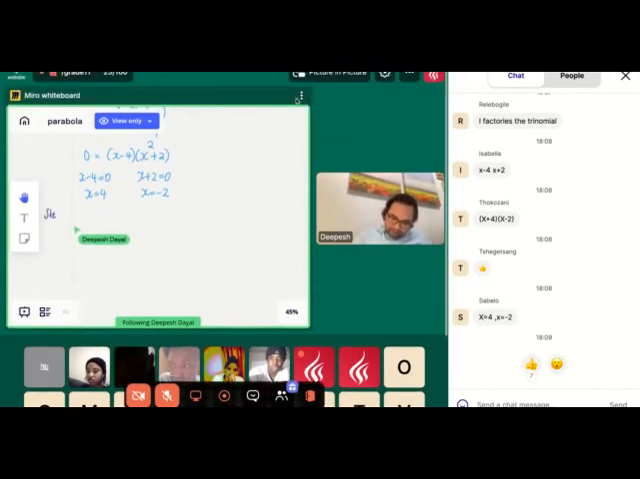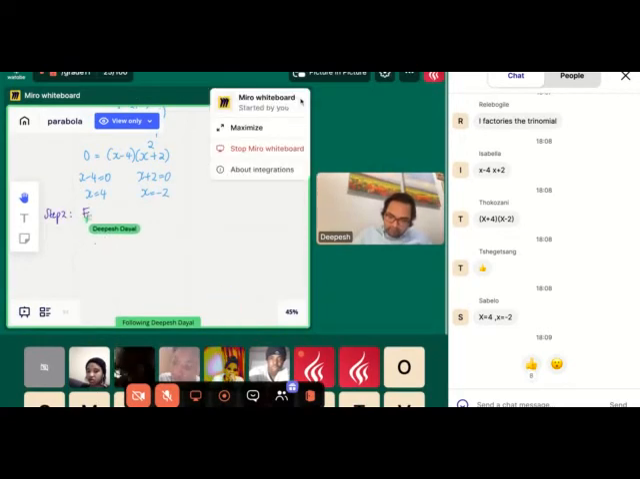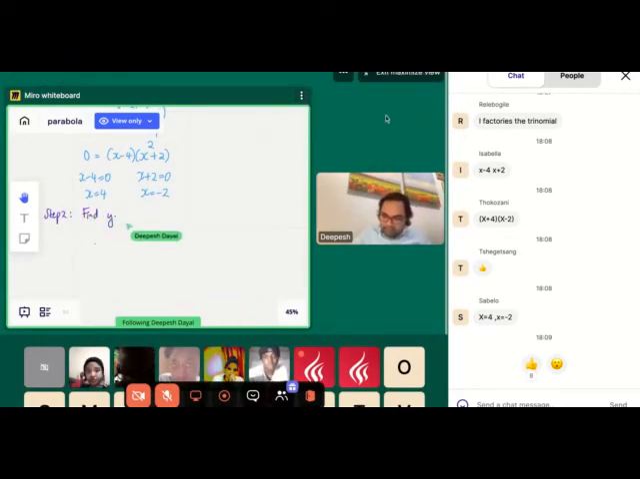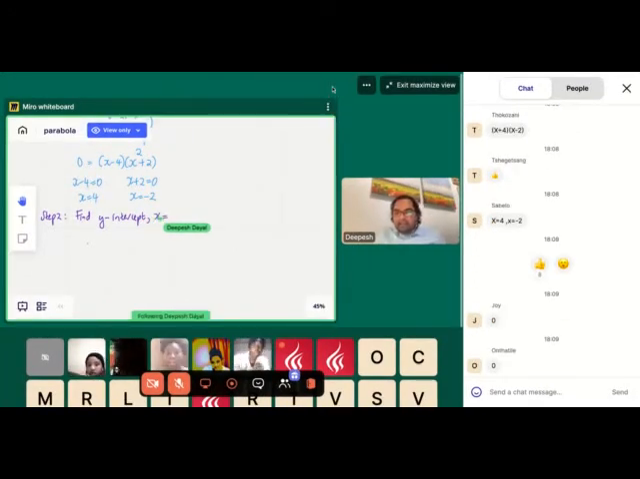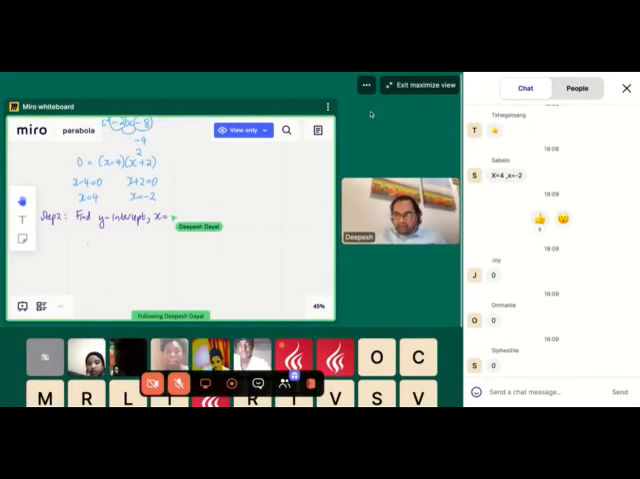So step 2. To find the y-intercept, what is the value of x? X equals 0, great. Thanks, Joy. Well done. X equals 0. So we're going to say y equals x squared minus 2x minus 8, and we're going to plug 0 in the place of x.